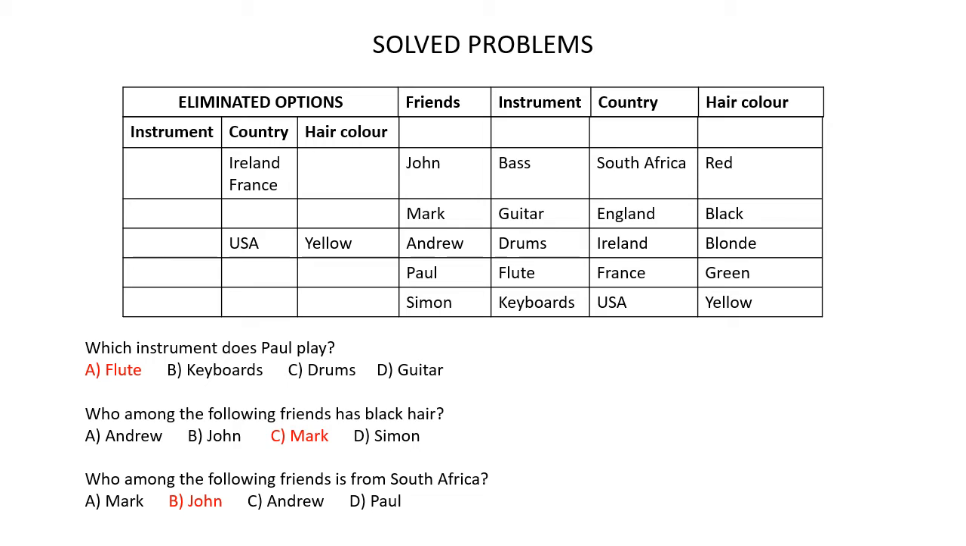Who among the following friends is from South Africa? You're given four options here and you have to find out which of these options is the correct one. So the one who is from South Africa is John. So the correct answer is option B, John.